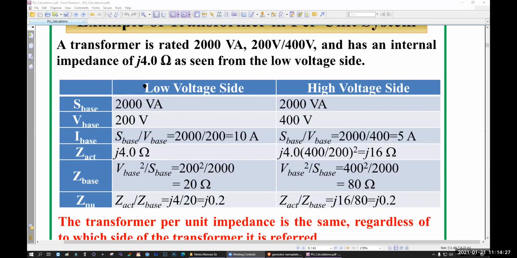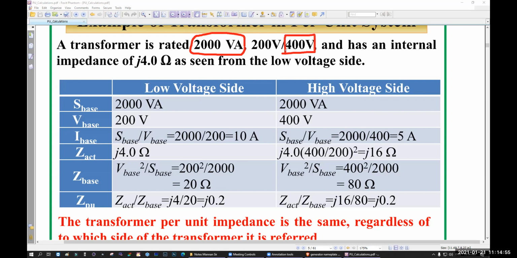Now come here to the transformer ratings. Here a transformer is rated at 2000 VA, 200 divided by 400. That means what? The maximum power is what? 2000 VA, volt ampere. Why is this power necessary? Because the voltage is same, right? Voltage will remain same, but the current is different.